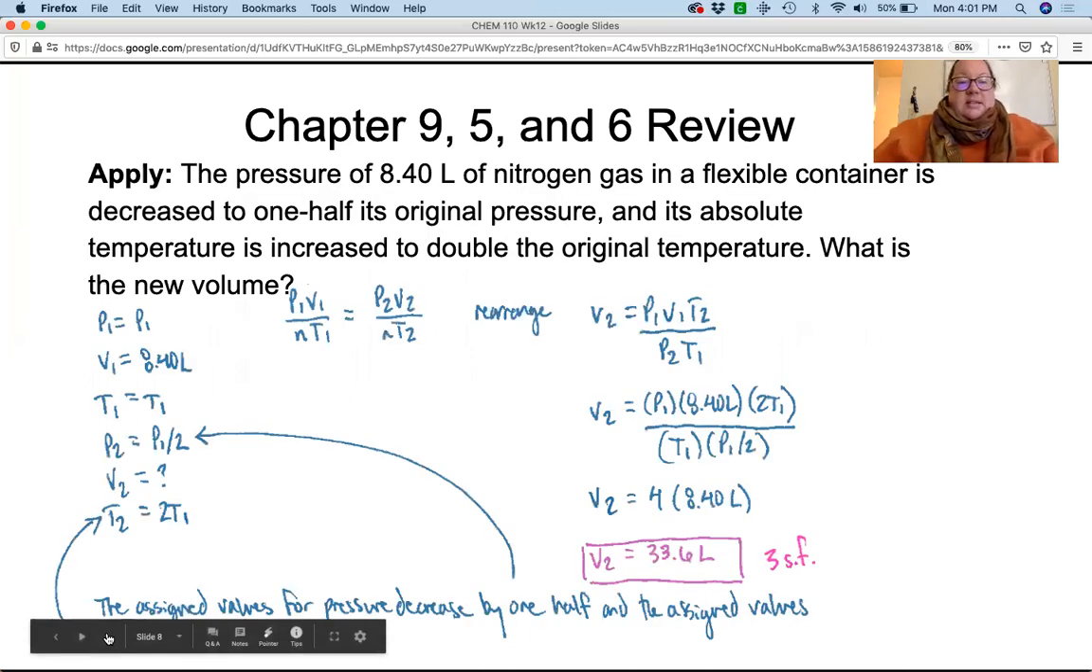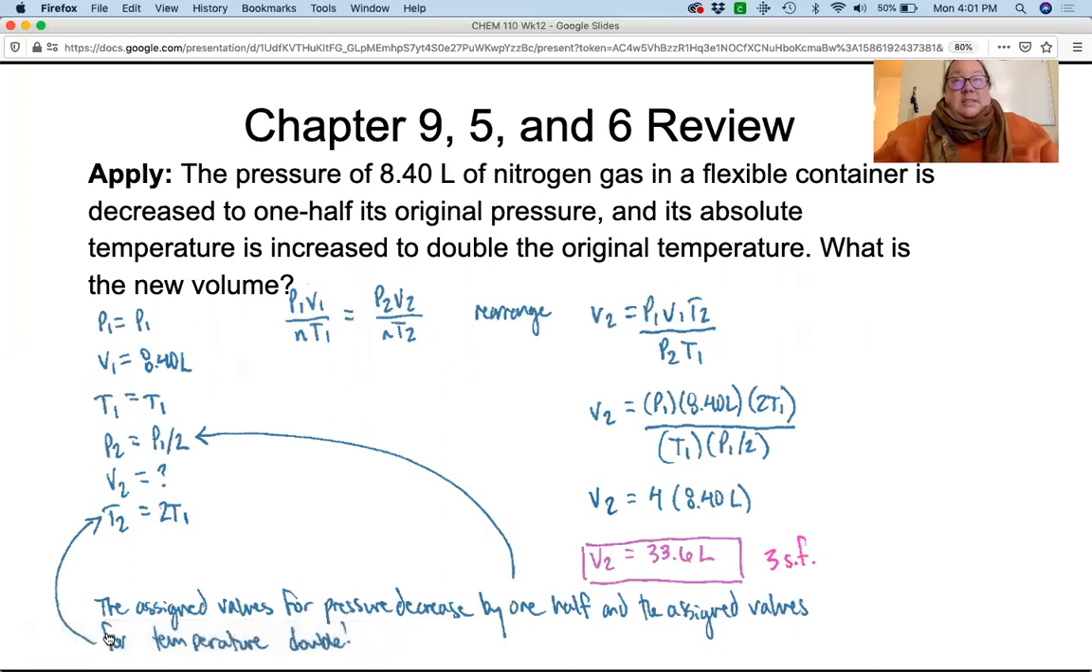So if we think about this, our initial pressure, we really don't know. That's not information that's provided in the problem, but that's okay. We'll just call it P1 for now. Our initial volume is given, and our initial temperature, we have the same dilemma. We don't actually know what that temperature is. What about P2? Well, in the problem, we're given the information that it is 1/2 the value of P1. So we're going to say P1 divided by 2. What about V2? Well, that's what we're being asked to solve for. And what about T2? Well, we're told that T2 is 2 times or double the value of T1.